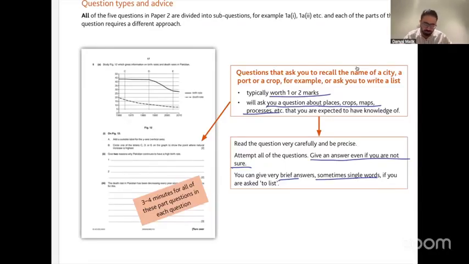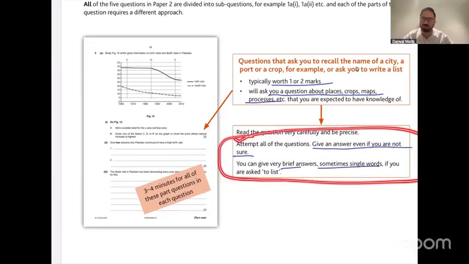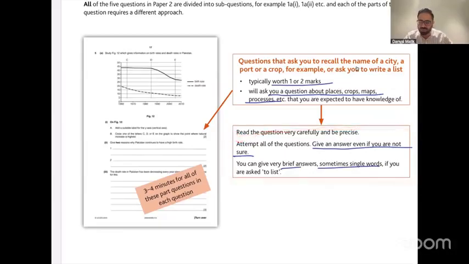If you see over here, the examiner has given a very, very important instruction: attempt all the questions. Give an answer even if you're not sure. The first basic thing is that in geography there is no negative marking, right? You leave the answer blank, you still get zero. You write a wrong answer, you still get zero.